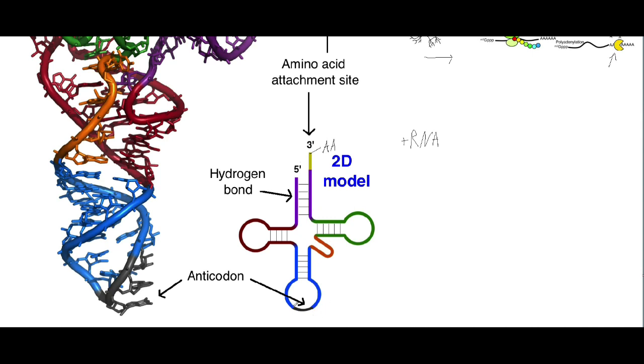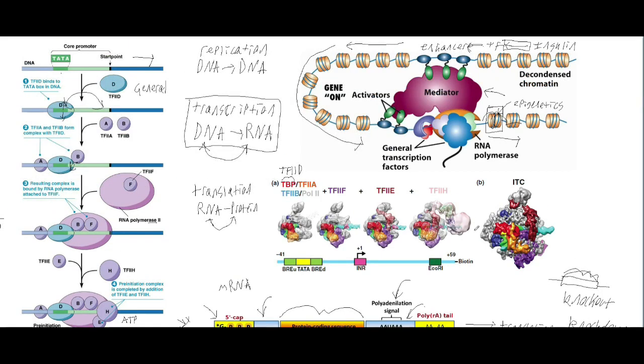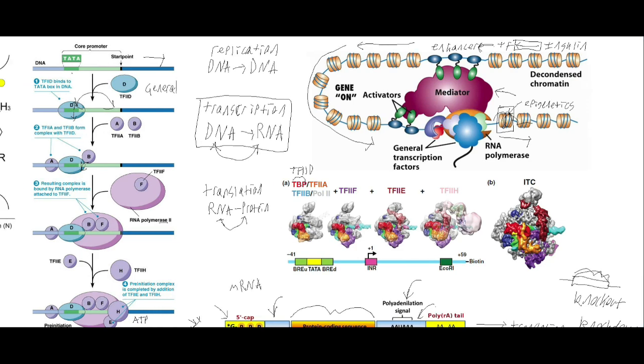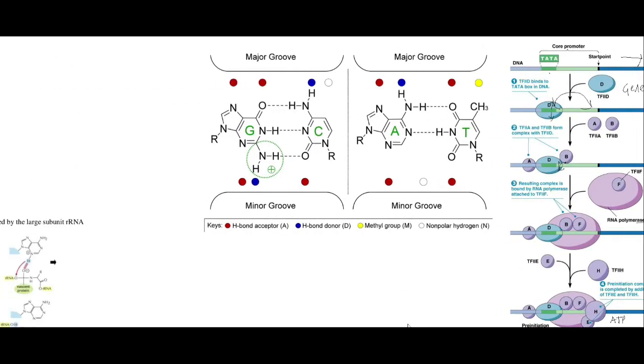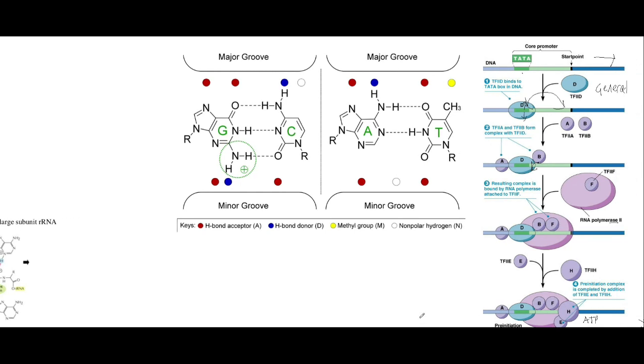You see down here we have the anticodon, and that will just be a 3-letter, well, a 3 base pair thing. Oh yeah, I forgot to mention this too. When we're transcribing DNA, for instance, we have here the major groove.